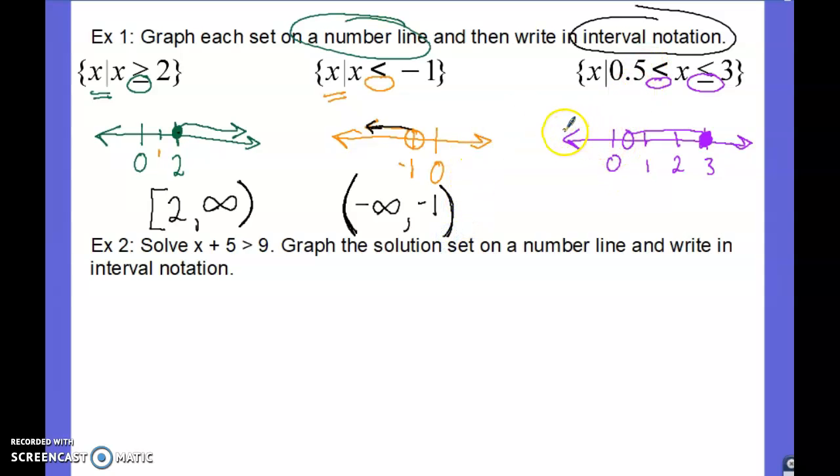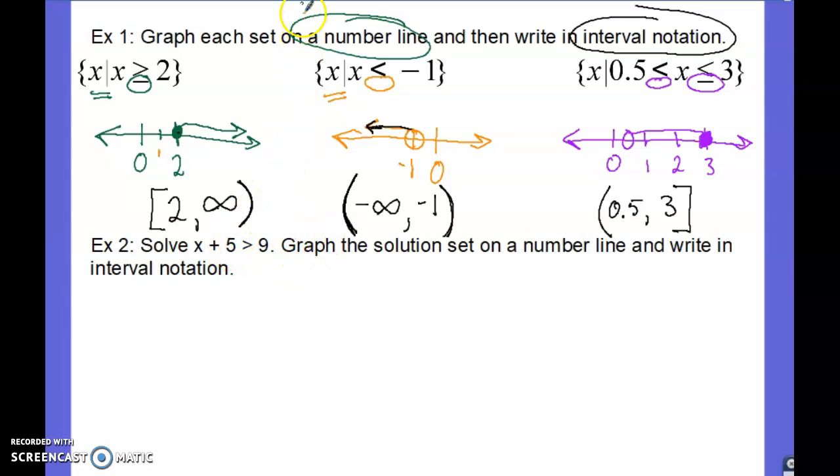And then this one, well, there's no arrows, okay, for the function that we're talking about. So there's no infinity, but the first time it's defined is 0.5, and then it stops being defined once I get to 3. Open at 0.5 means a parenthesis, and closed at 3 means a bracket. So that might help some of you be able to graph and write in interval notation.